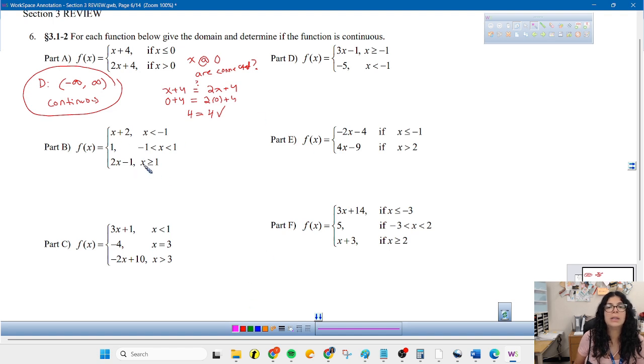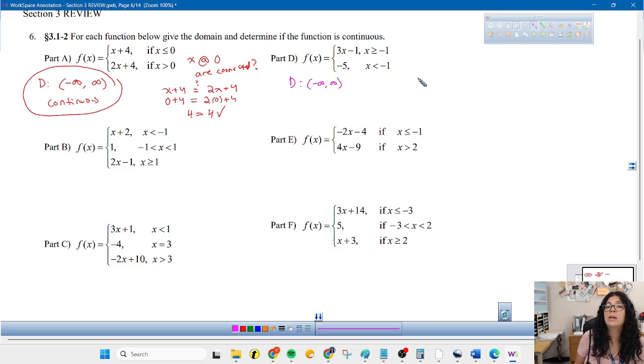Next one, part D. Let's do part D next. So for part D, notice we have here, we're using this one line to the right of -1, including -1. And then we're using this one to the left of -1. So this is also domain of negative infinity to positive infinity.